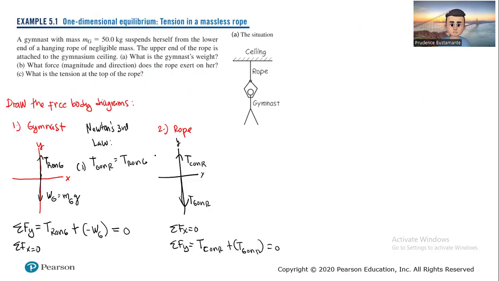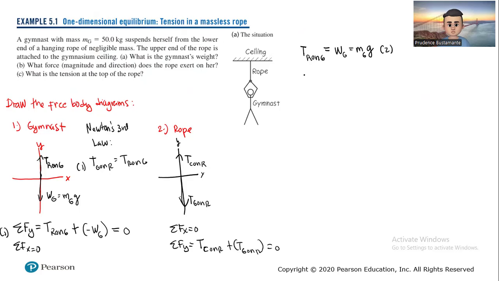From here, we note that from equation one, we have the tension of R on G is equal to the weight of the gymnast, which is equal to M, the mass of the gymnast, times the gravitational constant. So this is our equation 2.